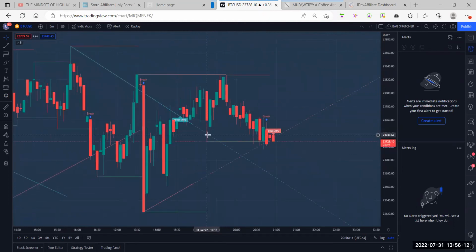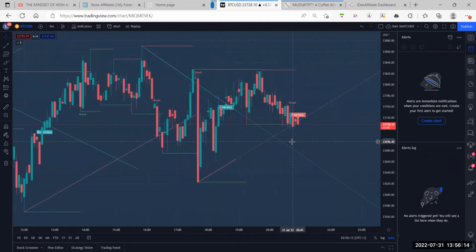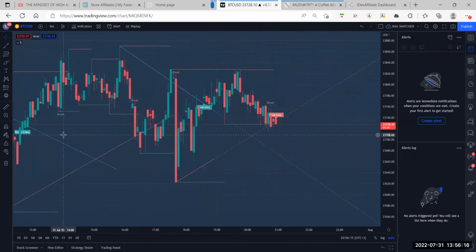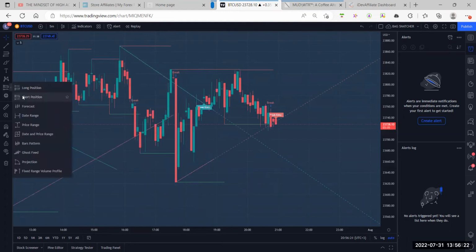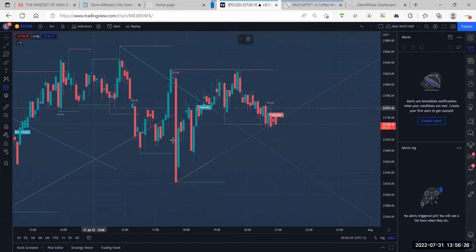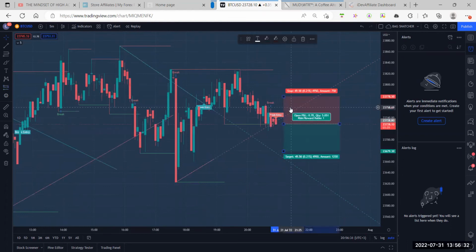Now, when you see the break, you're probably thinking, how do I know where to get in? Well, same thing with all the other strategies we use. We're going to leverage the short and long tool on the left-hand side over here. So if you see a red, it's a short position. You select short. You're going to click where the current price is right there. And all you're going to do is take your mouse and extend this.